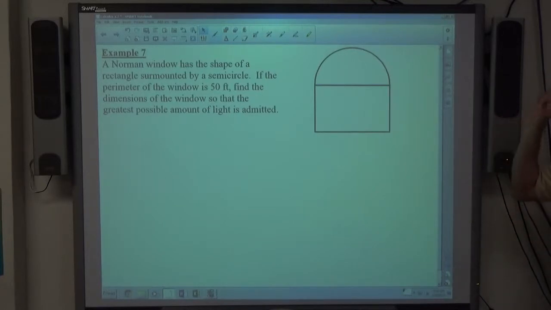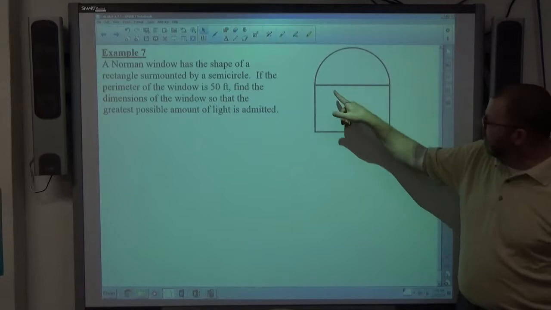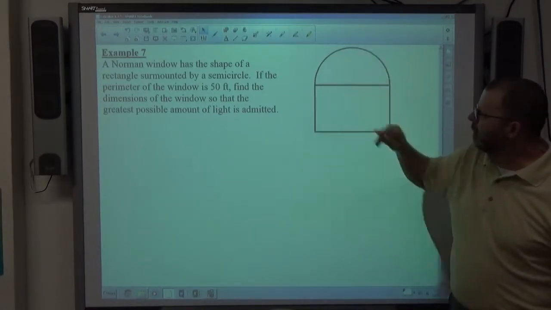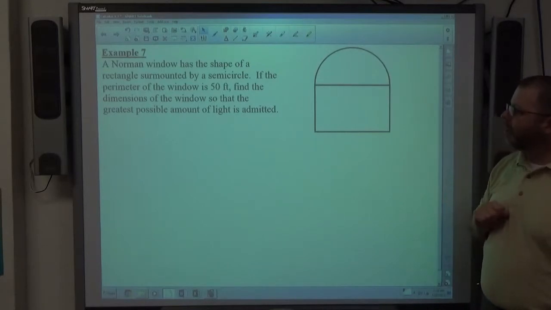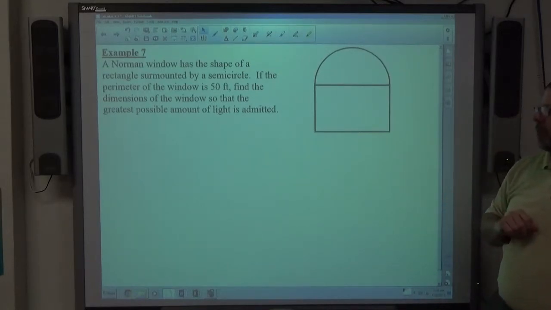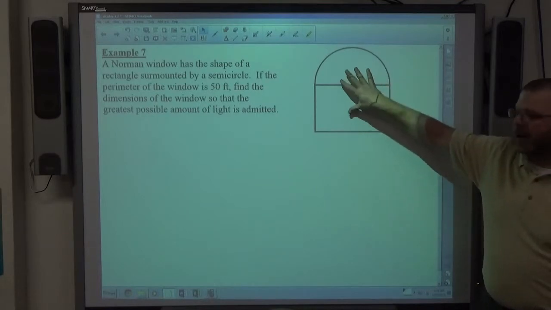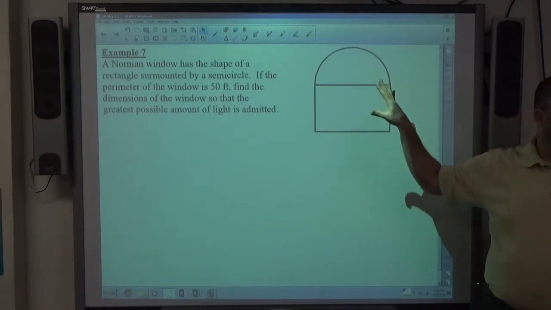Anyway, the perimeter of the window is 50 feet. So perimeter meaning not this segment, but everything else. So down, across, up, and around is 50 feet. And we want the dimensions so the greatest possible amount of light is emitted. So what do you think we're trying to optimize here? The area. Very good. Area. So if the area is the biggest it can be, the most light can go through it, right?